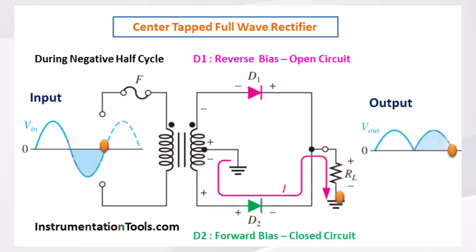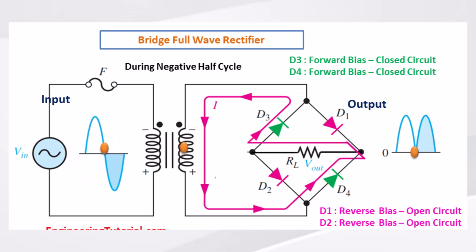There are two main ways to build a full-wave rectifier. One way uses a special component called a center-tapped transformer and two diodes. The other, more common method is called a bridge rectifier, and it uses a smart arrangement of 4 diodes.